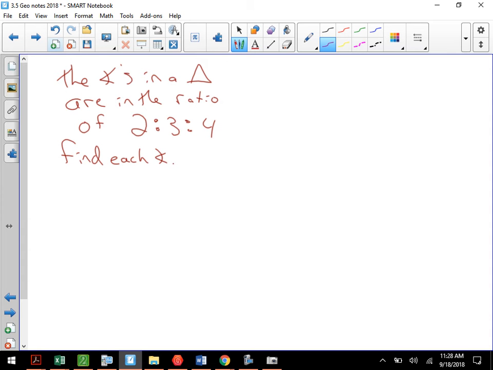180. Anytime you see angles are in a ratio, and you're trying to figure out angles in a triangle, all you have to do is add them up to get 180, because you're dealing with a triangle. What's 2 plus 3 plus 4? 9. Yes, 2 plus 3 plus 4 is 9. Way to go.